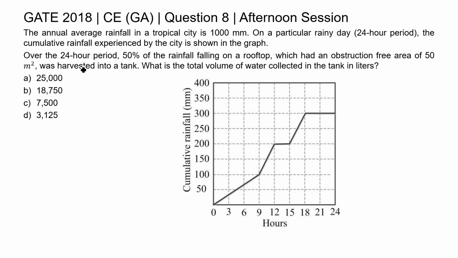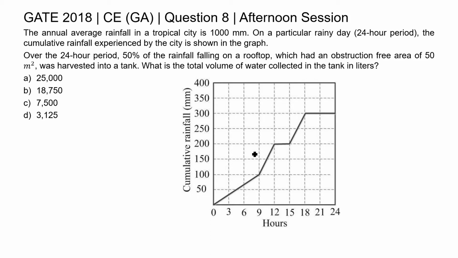And it is given that over the 24-hour period, whatever the total amount of rainfall occurs, out of that 50% of the rainfall falls on a rooftop which had an obstruction free area of 50 meter square and was harvested into a tank. So we need to calculate the total volume of water collected in the tank.